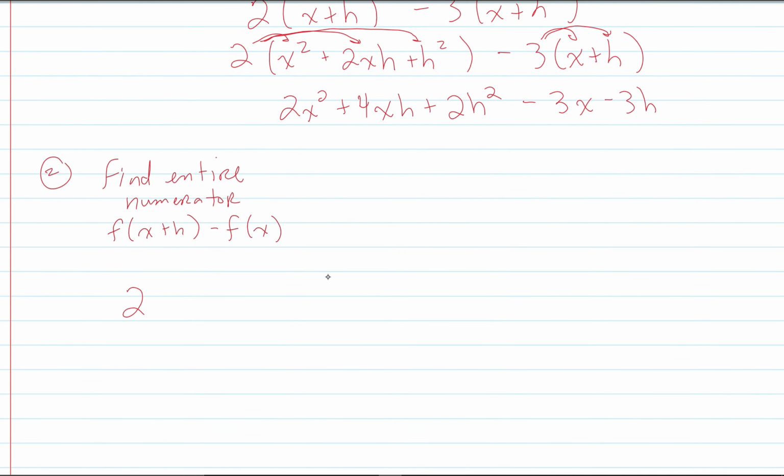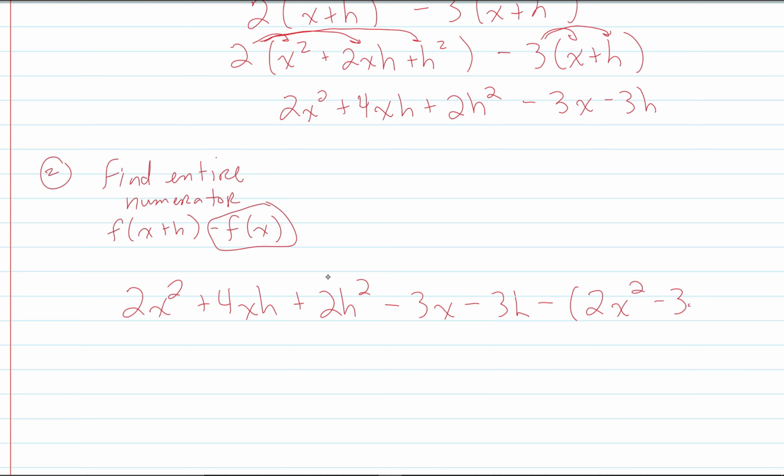So again, we have 2x squared plus 4xh plus 2h squared minus 3x minus 3h minus f of x, right? Minus f of x. So what was f of x? F of x is the original function. The original function is 2x squared minus 3x.